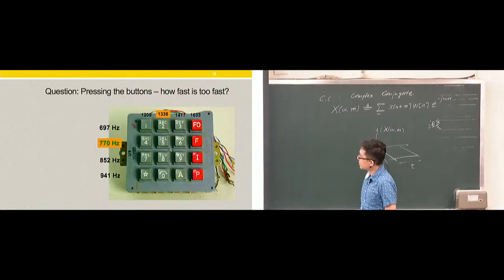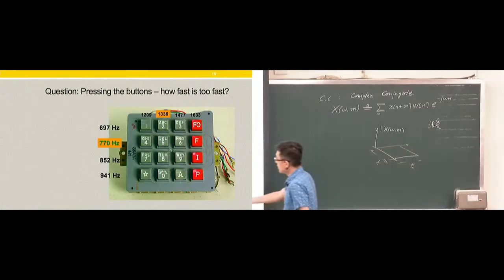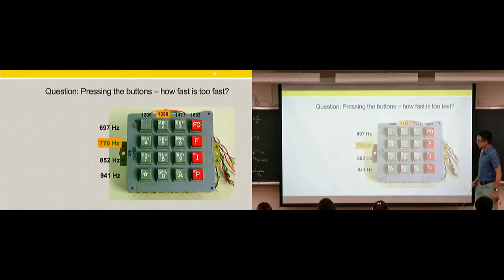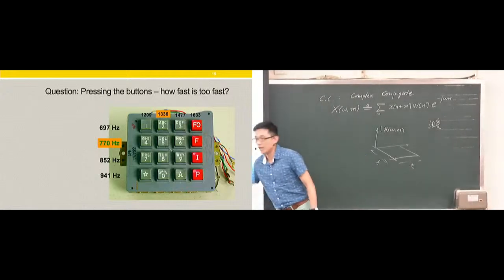We have 16 buttons, and the closest separation, which button has the closest separation in the frequency domain? Which button? The bottom left, the star button, the asterisk. This one has a separation between 941 and about 1200. Then you can calculate how to press it too fast. Try it at home.